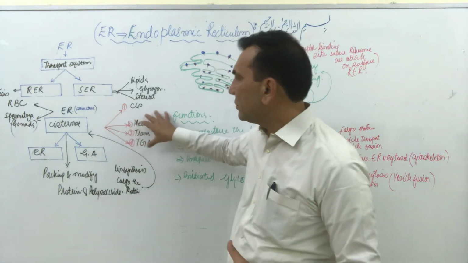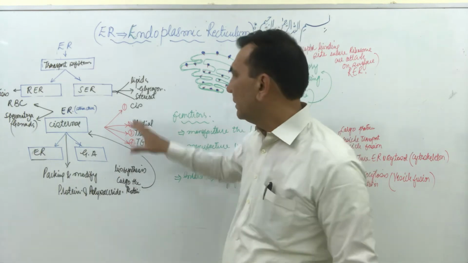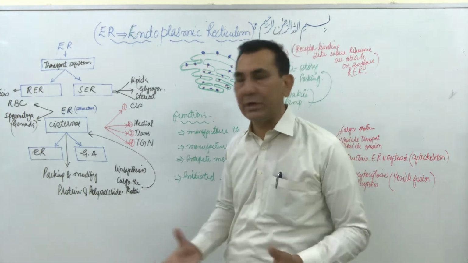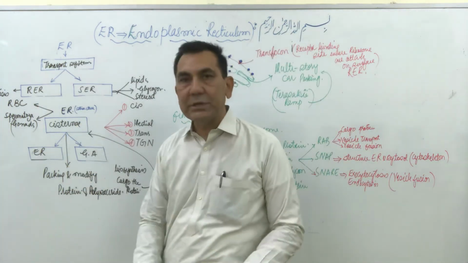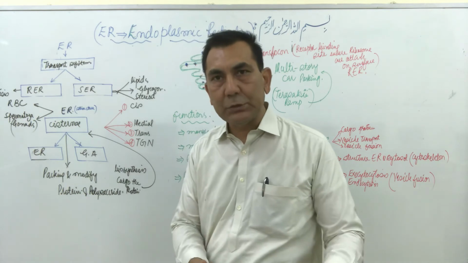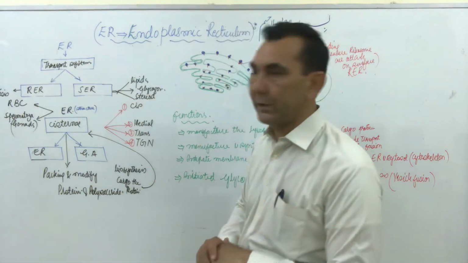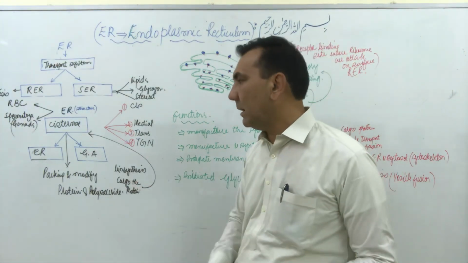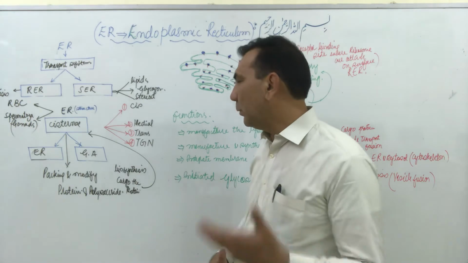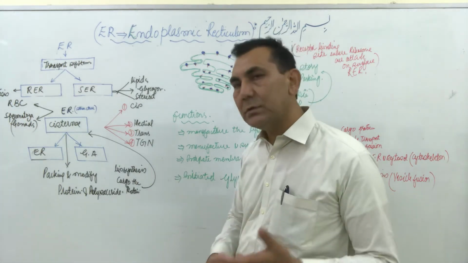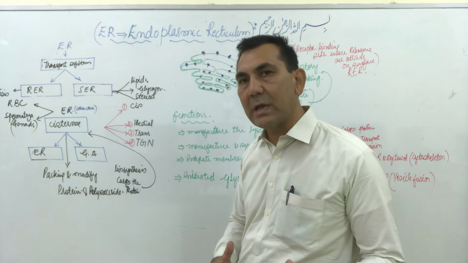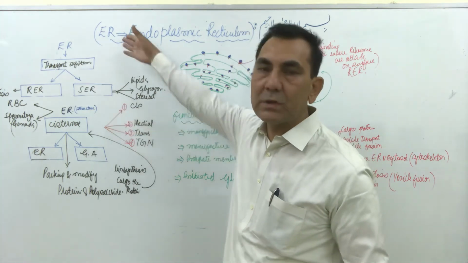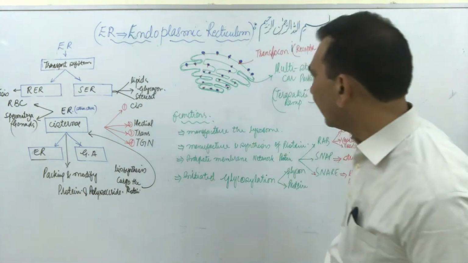And this cisternae structure has four types, four classes. One is called the cis, the second is the medial, then trans, and the fourth. Now the cisternae is mostly the structure of the endoplasmic reticulum and also of the Golgi apparatus. The main function of the cisternae is packing and modifying the protein and polysaccharides, and it is also the biosynthesis of protein. The biosynthesized protein is cargo carried by the cisternae towards the rough endoplasmic reticulum.